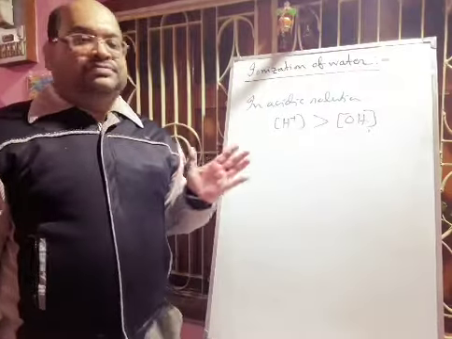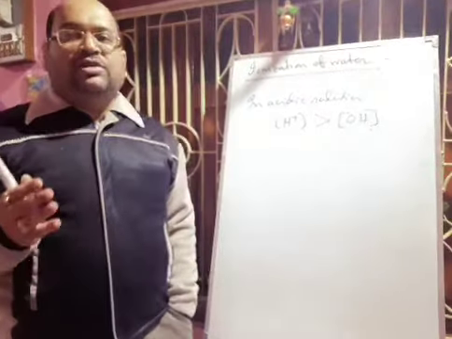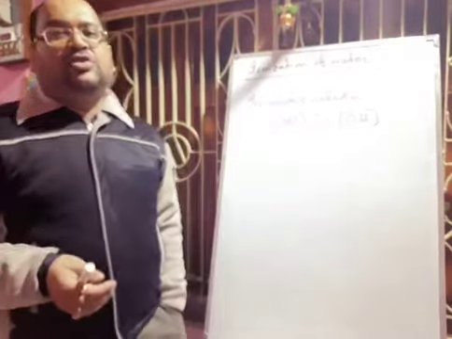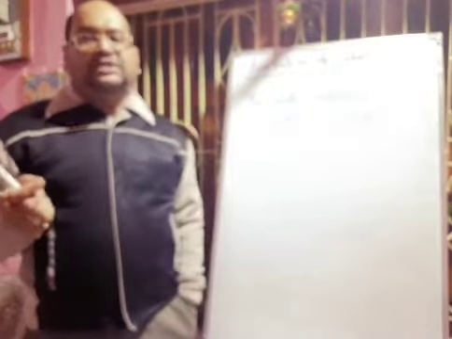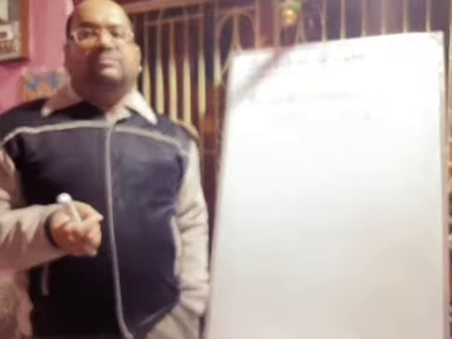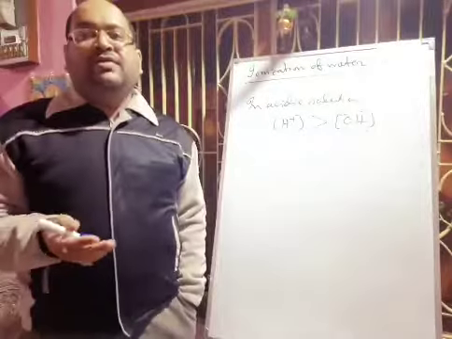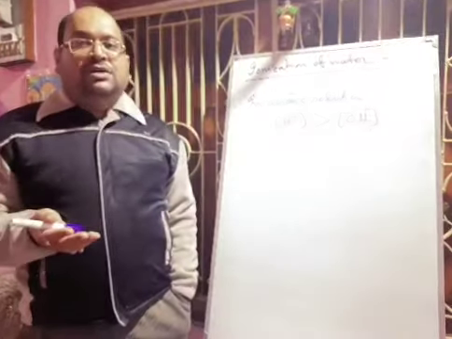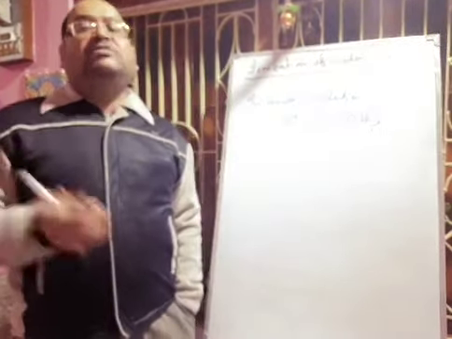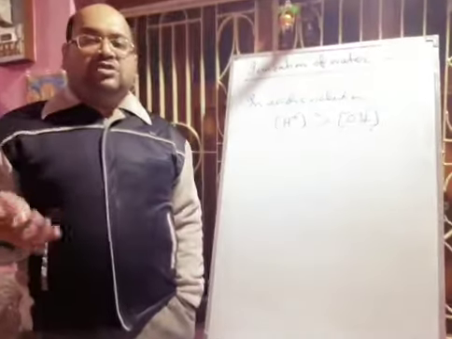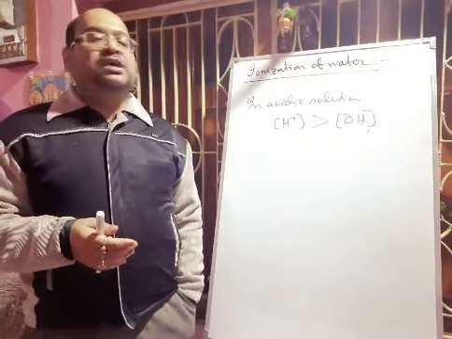And already we have calculated that the concentration of OH minus at 20 degree centigrade will be 10 to the power minus 7 moles per liter. So if the solution is neutral, the concentration of H plus is 10 to the minus 7. But if the solution is acidic, the concentration of H plus will be greater than 10 to the power minus 7 moles per liter. If the solution is basic, the concentration of H plus will be less than 10 to the power minus 7.